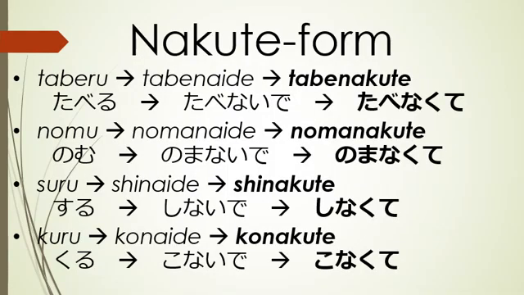So if we have taberu, to eat, and we want to change that to naide form, it will become tabenaide. If we wanted to change that to nakute form, it would become tabenakute. Nomu, to drink, in naide form would become nomanaide. Nakute form would be nomanakute. And suru, to do, in naide form would become shinaide. In nakute form would become shinakute. And finally, kuru, to come, in naide form would become konaide. In nakute form would become konakute.